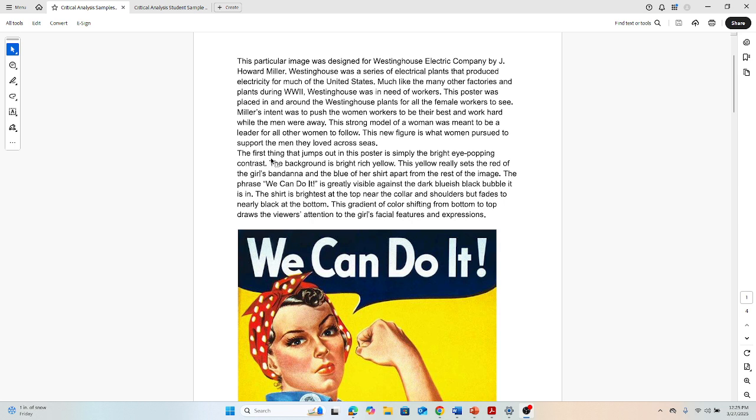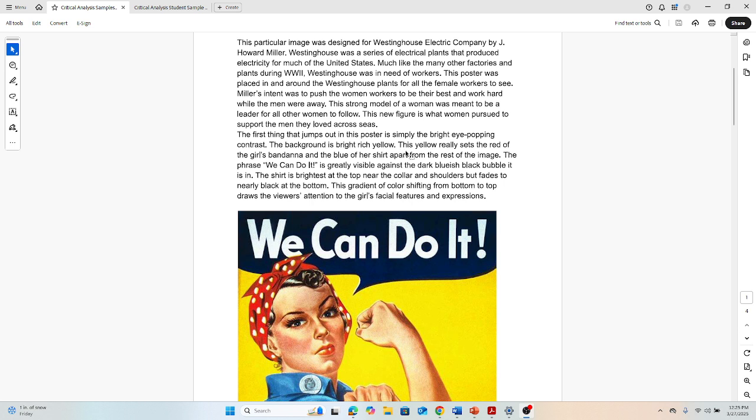The first thing that jumps out in this poster is simply the bright eye-popping contrast. The background is a rich yellow. This really sets the red of the girl's bandana and the blue of her shirt apart from the rest of the image. Interesting, because you'd say yellow is a neutral color. We've done this before. The phrase "We can do that" is greatly visible.